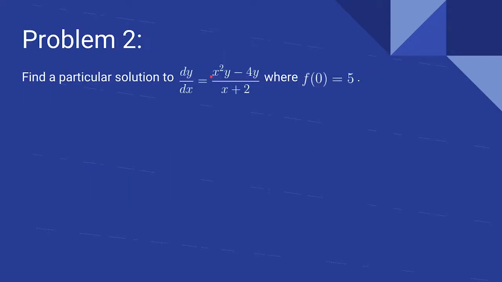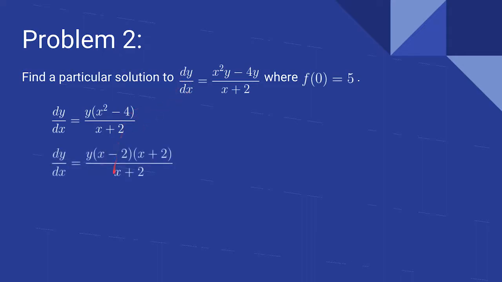So the problem for this is: find the particular solution to dy/dx equaling (x squared times y minus 4y) all over (x plus 2), with the initial condition that f of 0 equals 5. So here I just rewrote it out, factoring out the y, and then I factored x squared minus 4 even more. Now what I see here is x plus 2, so I can cross that out. So now we have dy/dx equals y times (x minus 2).